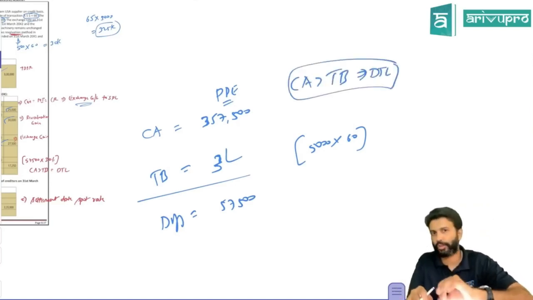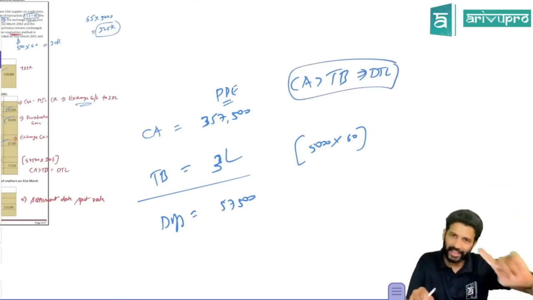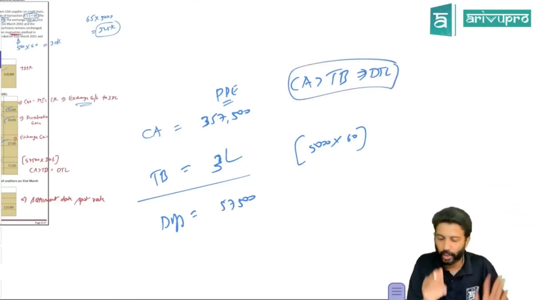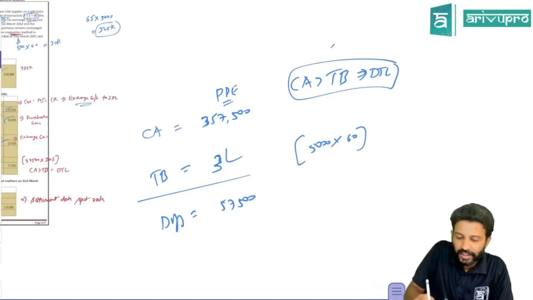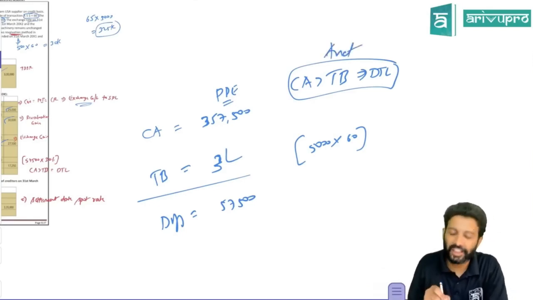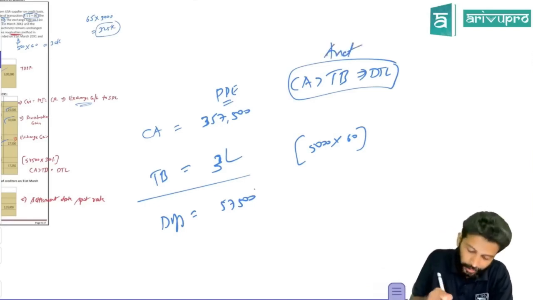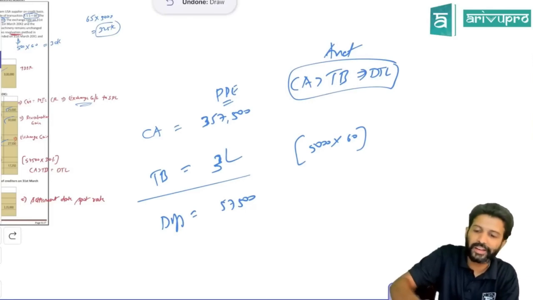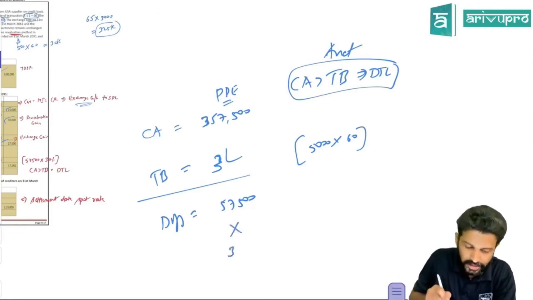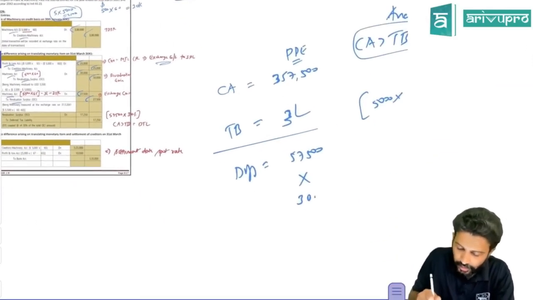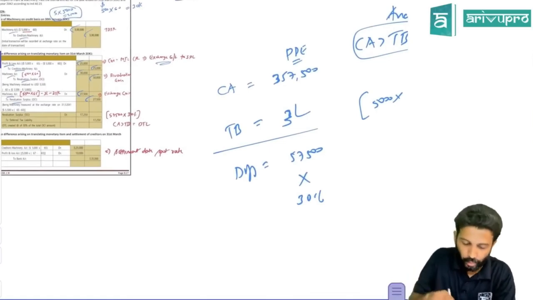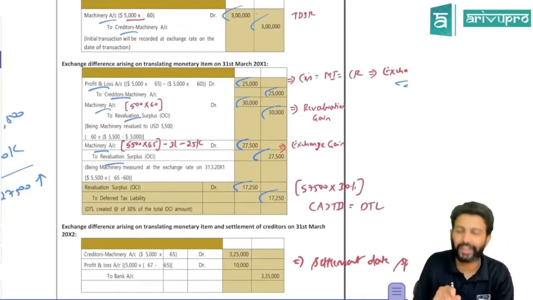I'll tell you the logic of this after today. I'll take up that topic, but for now I'll just continue with this. If the carrying amount of the asset is greater than tax base, then it is deferred tax liability. How much is the difference? 57,500. We don't create DTA or DTL on the difference. We take the difference and multiply by the tax rate. What is the tax rate here? 30%. Multiplying by 30%, you get 17,250. That is what you need to create the DTL for.